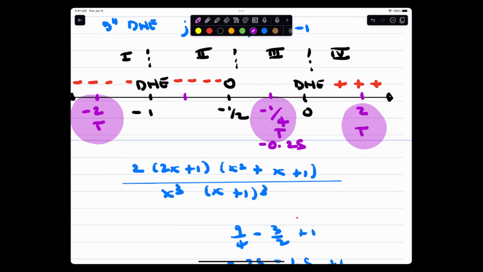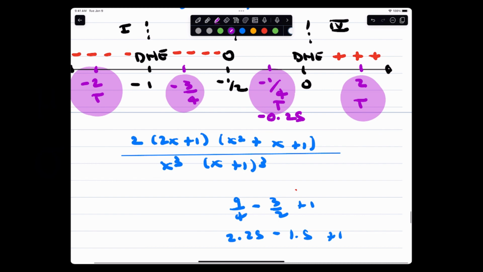What's between negative 1 and negative 0.5? So negative 0.5, negative 1, negative what? 3/4, I guess? Is that good? Double check. Okay, so let's try that test point. Let's try that again. Ooh, negative 3/4. That'll change everything.